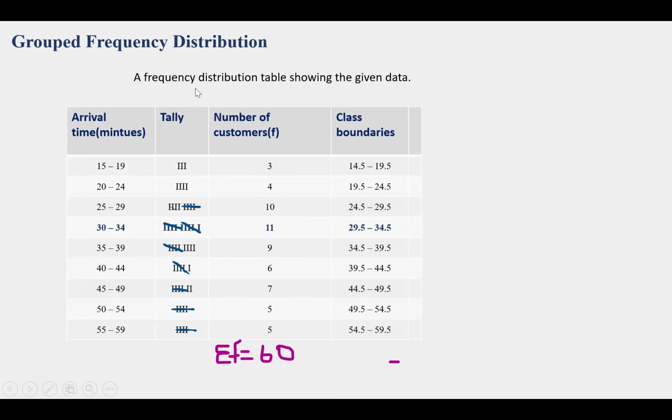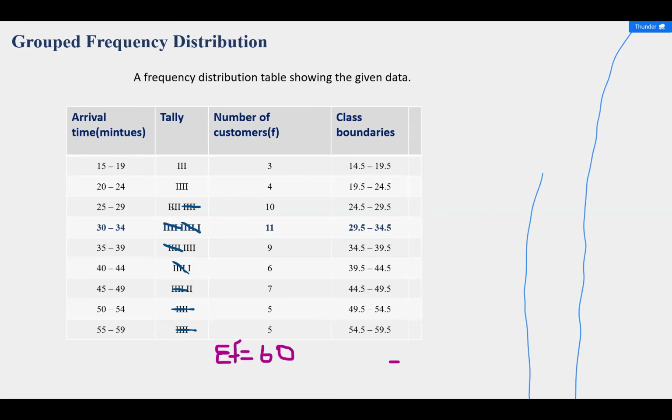Okay, so after tallying, I found out that from the grouping or the arrival time of 15 to 19 minutes, we had 3 customers arrive. From 20 to 24 minutes, we had 4 customers arrive. From 25 to 29 minutes, we had 10 customers arrive. From 30 to 34 minutes, we had 11 customers arrive. From 35 to 39 minutes, we had 9 customers arrive. From 40 to 44 minutes, we had 6 customers arrive.